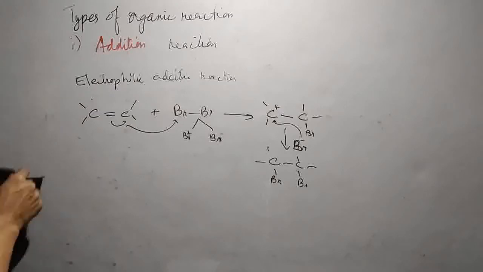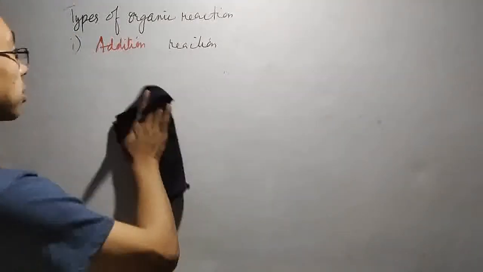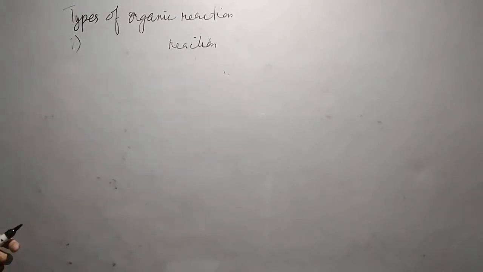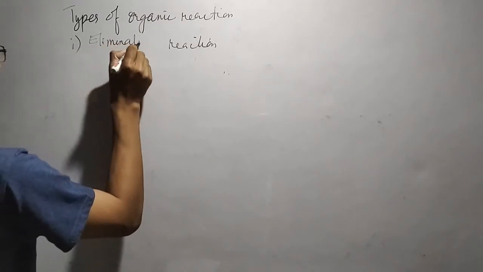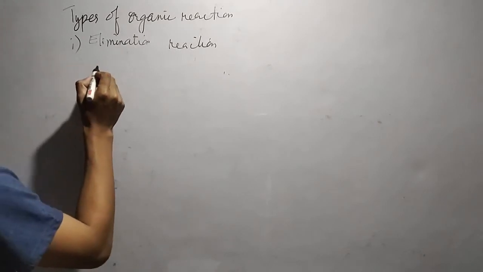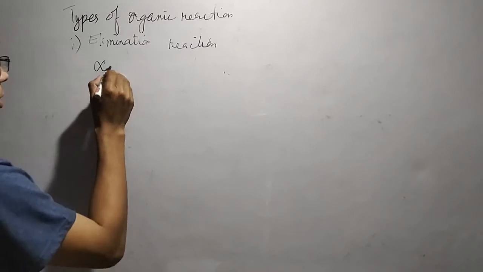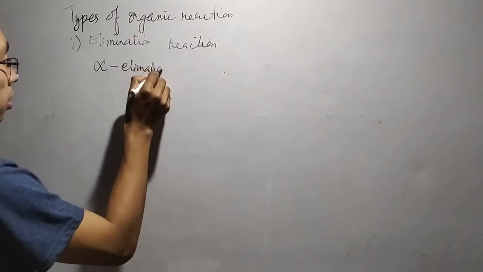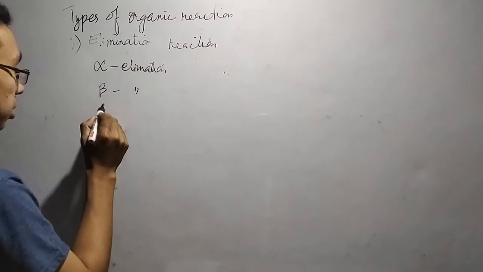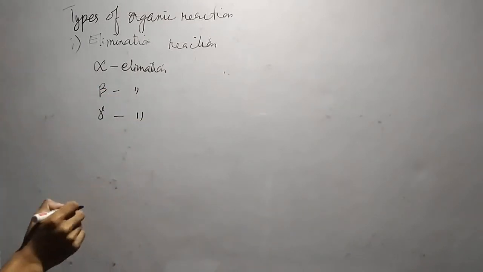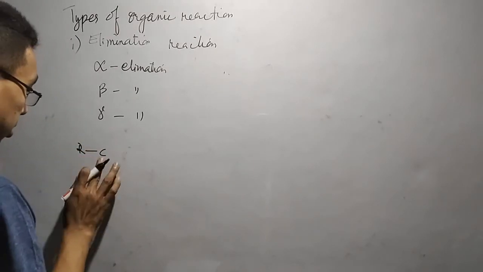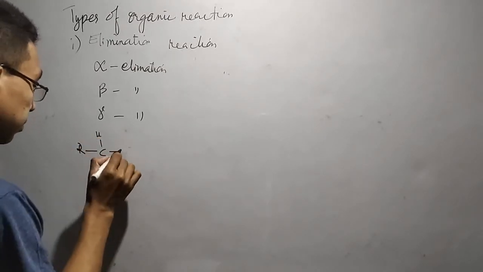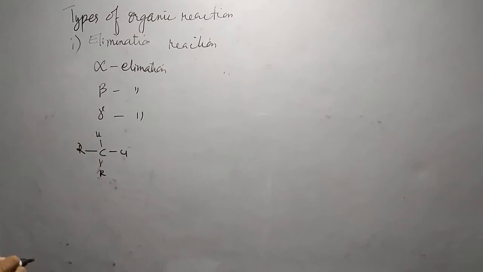Now the next one is elimination reaction, okay. So substitution and elimination reaction almost resemble each other. Now elimination reactions are of three types, okay. Alpha elimination, beta elimination and gamma elimination. In case of alpha elimination, okay, suppose this is the one.